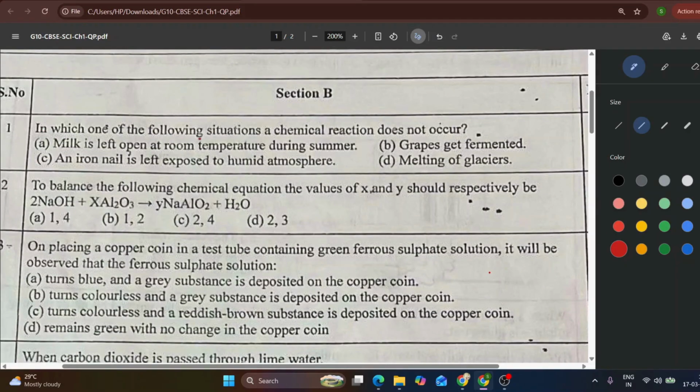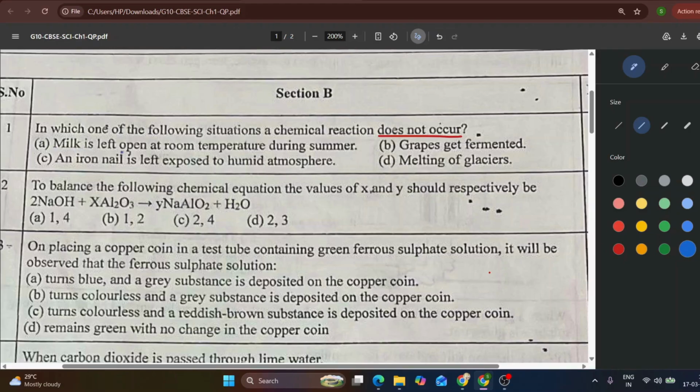In which one of the following situations does a chemical reaction not occur? So here, if you read the question carefully, my dear children, they have said "does not occur". Okay, so chemical reaction does not occur. Let me explain each option with you.